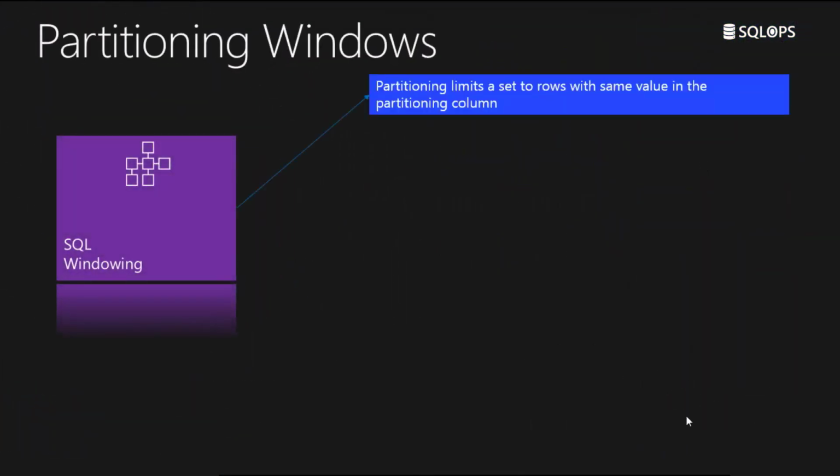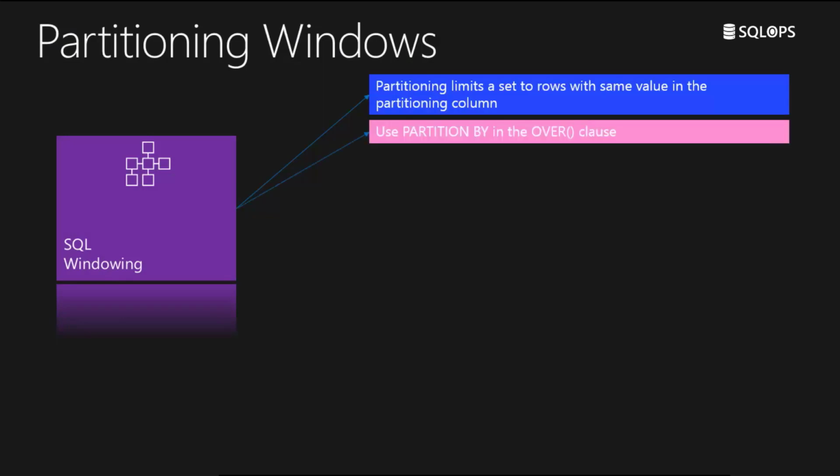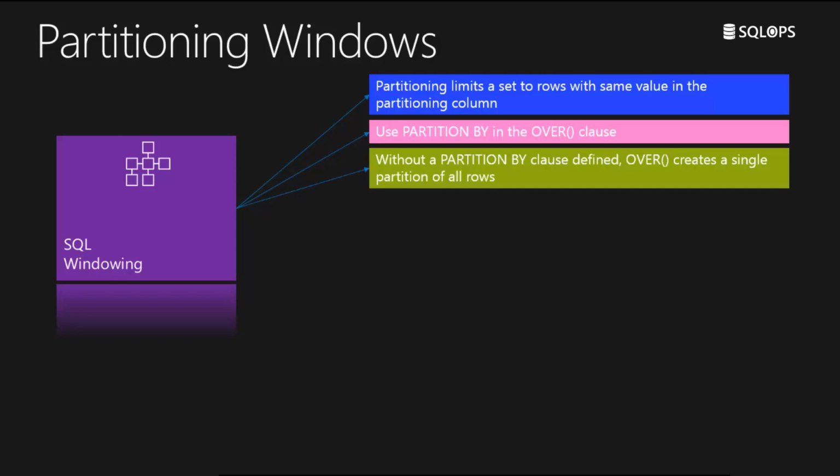Partitioning a window limits a set to rows with the same value in the partitioning column, and you can use a PARTITION BY with the OVER clause. The PARTITION BY clause cannot exist without the OVER clause. And as you've already learned, if there is no partition defined, then the OVER clause returns all the rows from the underlying query's result set to the window function.